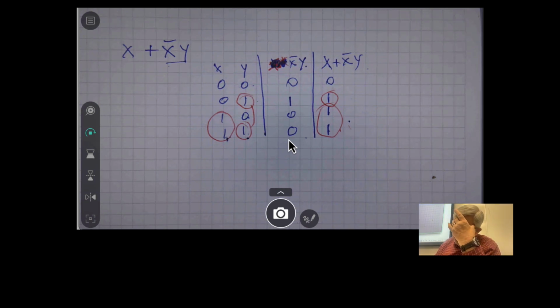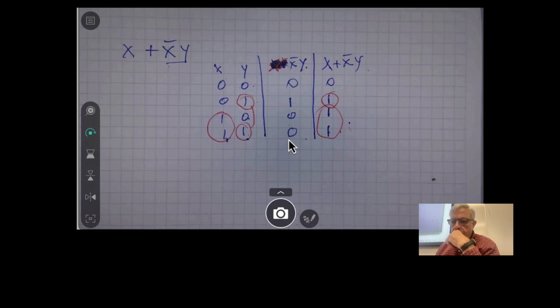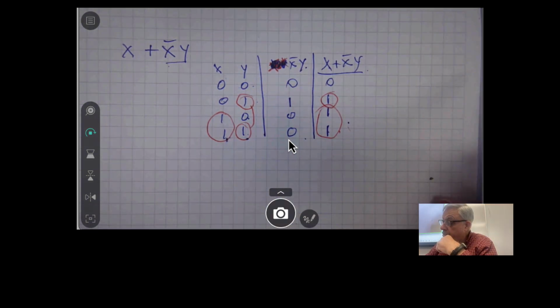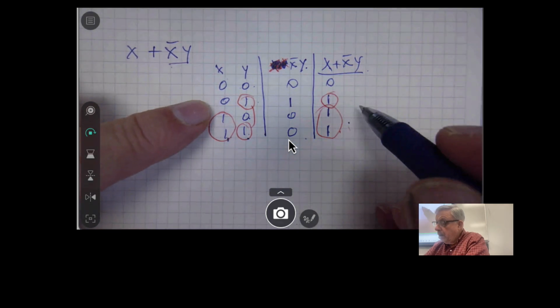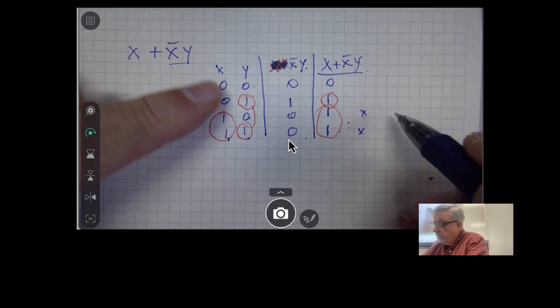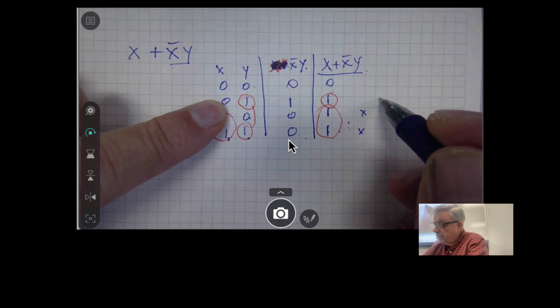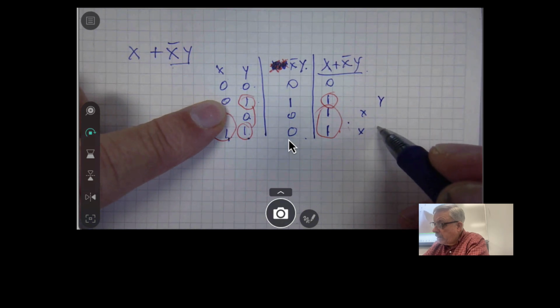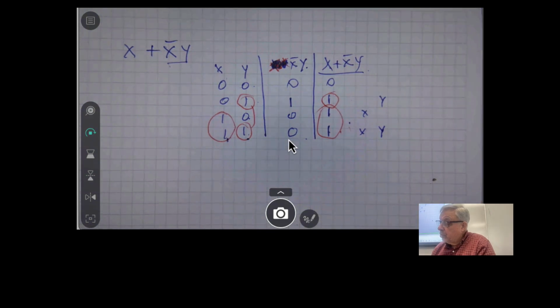Yeah. Okay. If you draw another line to do the x plus y, the answer of the x plus y is going to be the exact same thing. Say that again, Hamid. If you draw one more line at the end and put the x plus y, the answer of the x plus y is equal to whatever you just had. Okay, x or y. These two are true because of x. These two are true because of y. So it's x or y.